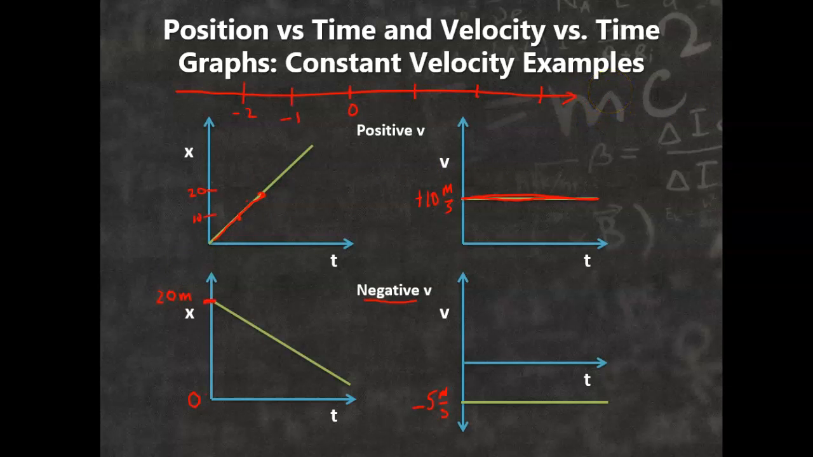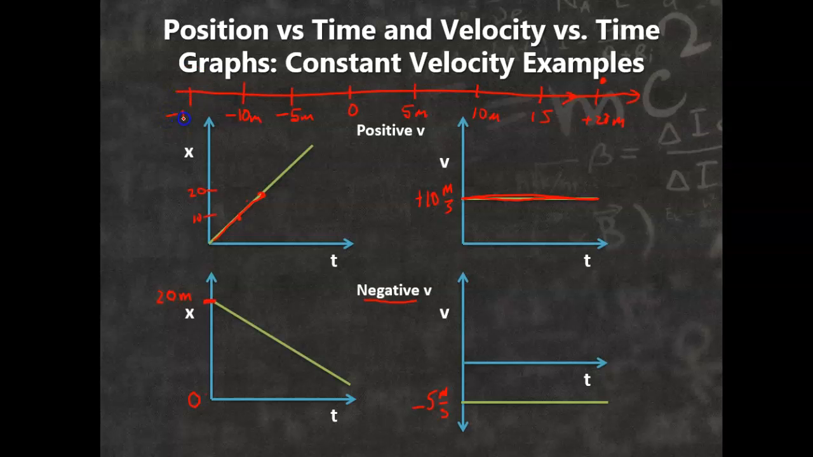Let me change my scale just to make it simpler. I'm going to make each of these worth 5 meters. So this would be positive 5 meters, positive 10 meters, positive 15 meters, positive 20 meters. Okay, so we're starting off at the positive 20 meter location, or at least that's when we're beginning to observe the object.